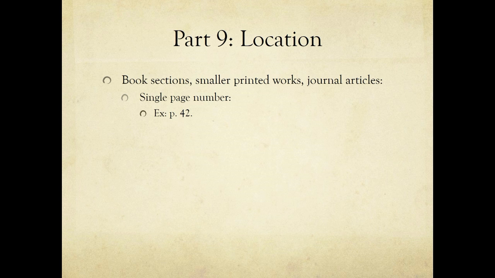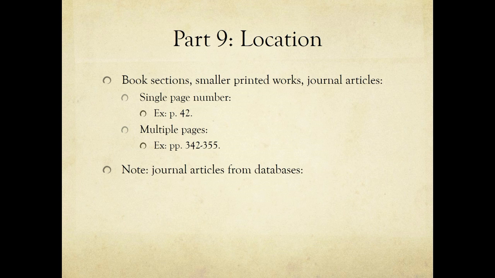Now, if you have a run of pages, which is more common, especially for journal articles, you're going to designate that with PP period. So, for example, a journal article that runs between pages 342 and 355 will be PP period space 342 hyphen 355 period. Now, if you're citing a peer-reviewed journal article that is stored in a major electronic database, you will also need to include the name of the database after the page number. And typically their name will be capitalized in title case and italicized, followed by a comma.